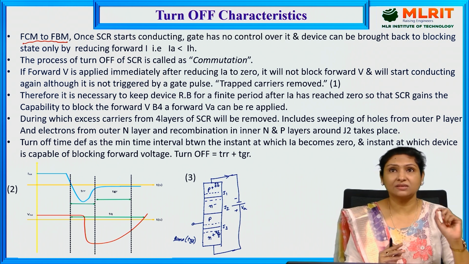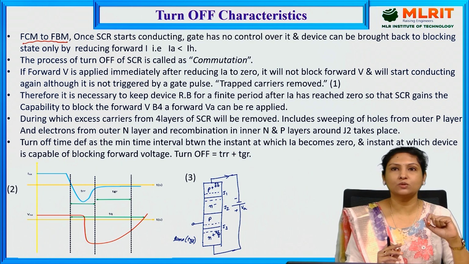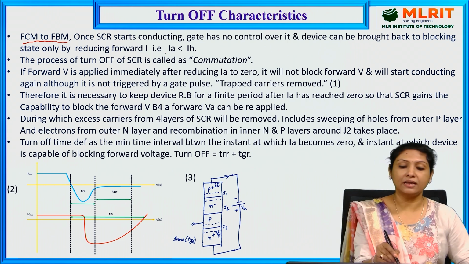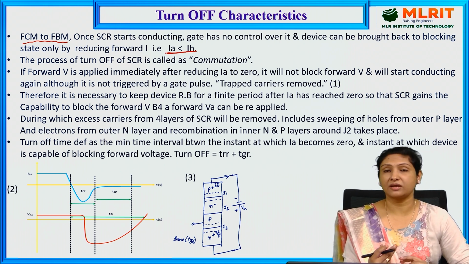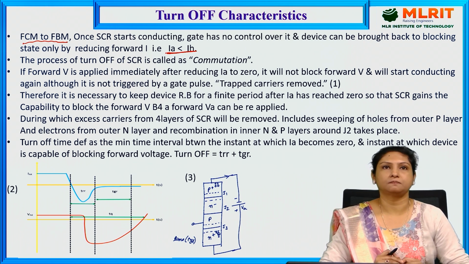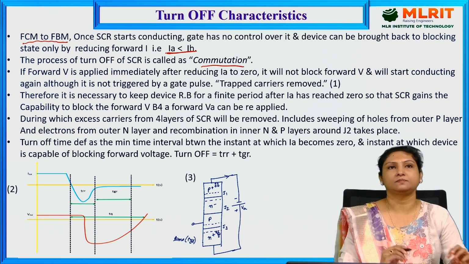Even if we withdraw the gate triggering pulse, the SCR still remains in the conduction state. So the device can be brought back to blocking state only by reducing the forward current, that is by reducing the anode current to less than the holding current. Only in that case can we bring the thyristor back from the conduction state. So the process of turning off an SCR is called commutation.